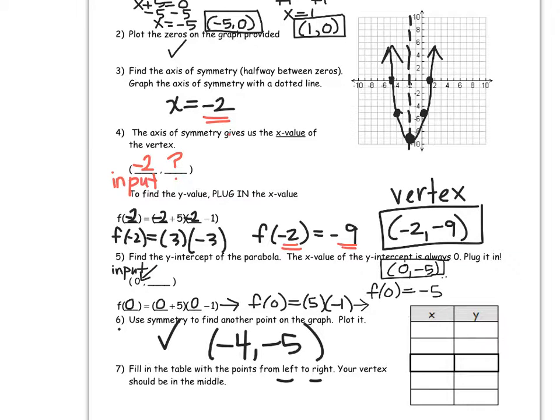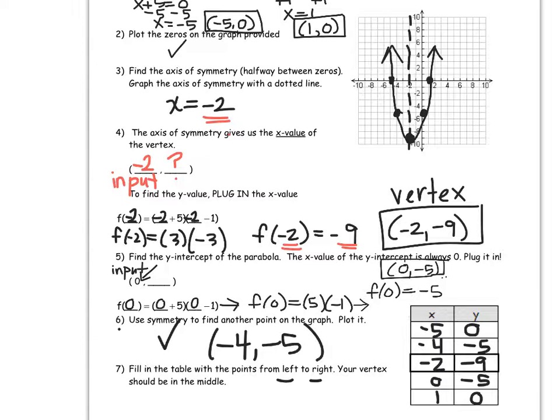So I'm going to pick the furthest point to the left, and that is negative 5, 0. So I'm going to write negative 5, 0. And then I'm going to move to the next point, which is negative 4, negative 5. And then the middle point is the vertex, negative, oh wait, I did that right? Wrong. Negative 2, negative 9. That's the vertex. And then the next point would be 0, negative 5. And then lastly, what is it? 1, 0.